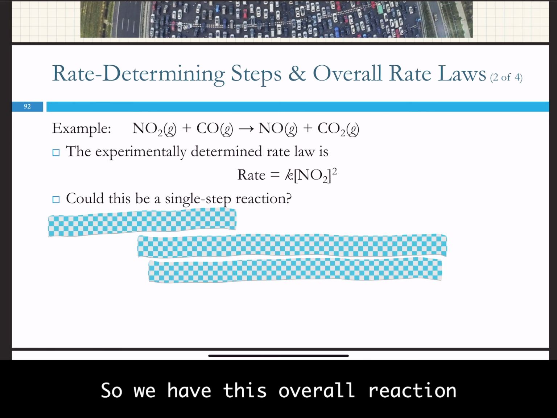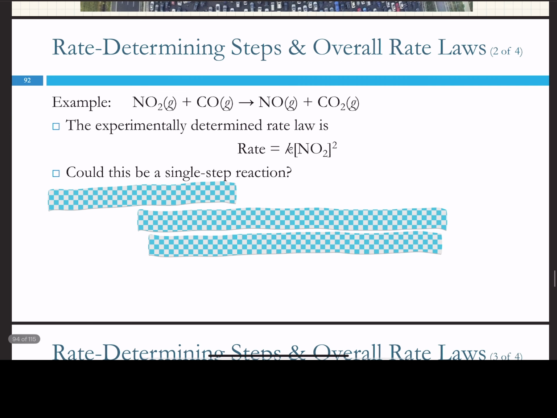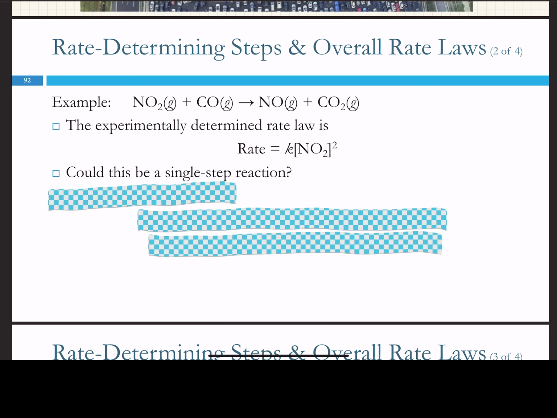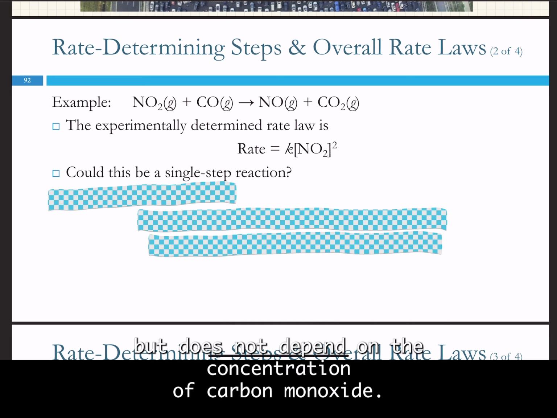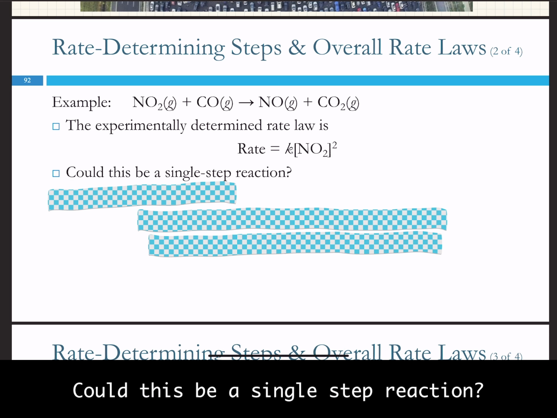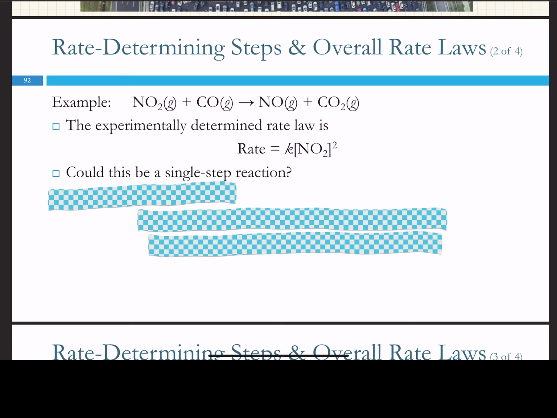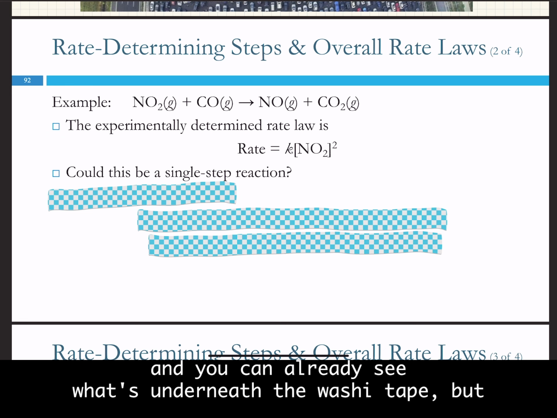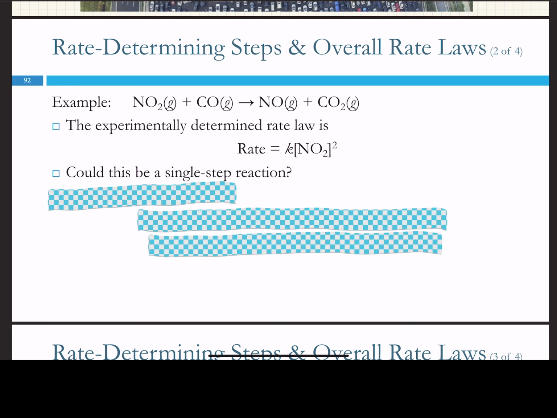So we have this overall reaction, and we do the experiment. We figure out that the rate law is second order with respect to nitrogen dioxide, but does not depend on the concentration of carbon monoxide. Could this be a single step reaction? I know if you already downloaded the slides, then you can already see what's underneath the washi tape, but think about it.